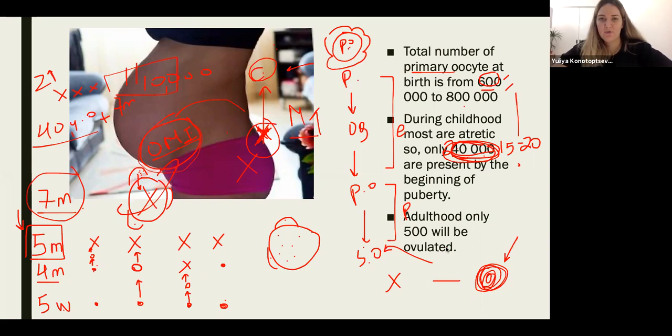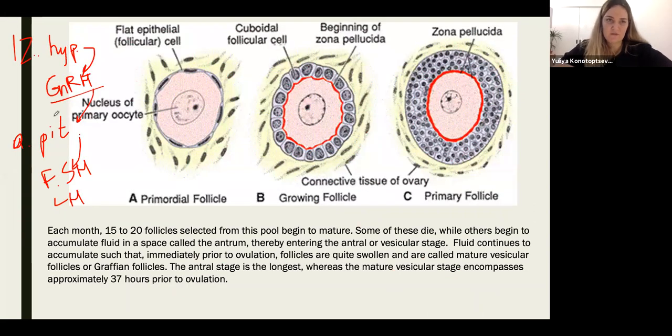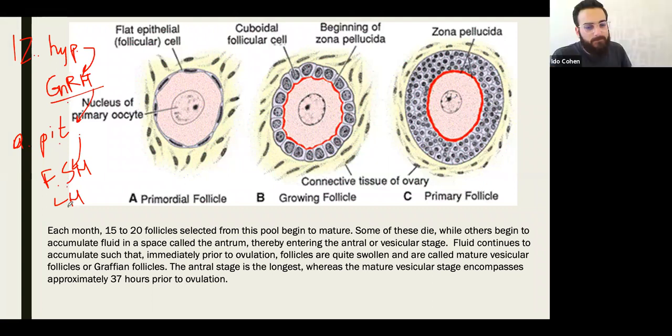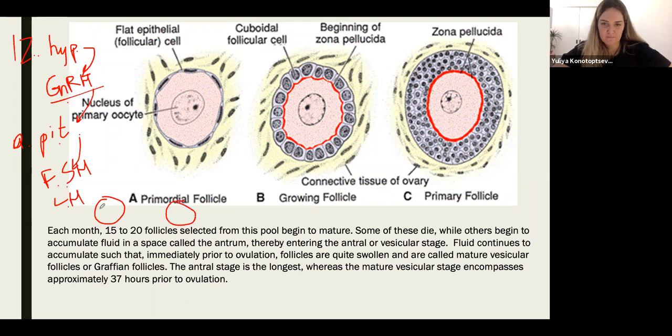Okay, let's start the puberty. We said this: GnRH, pituitary, FSH, LH. I have 2 ovaries. Initially I had 20,000 follicles in each, left and right ovary. Every month, out of the 40,000 total follicles, you choose 15 to 20.